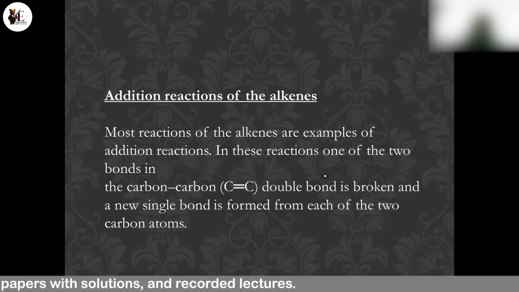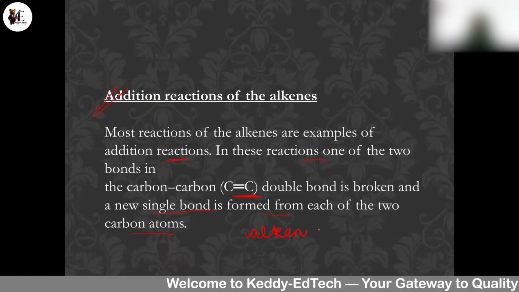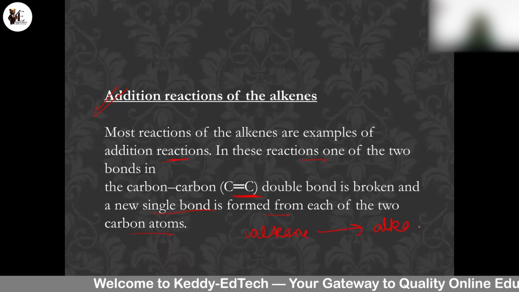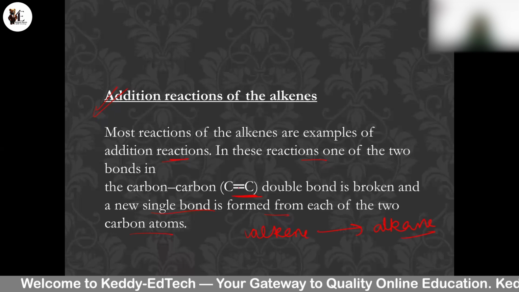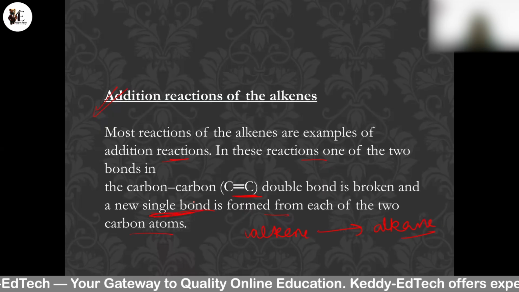Yes. So now we learn about the addition reactions of alkenes. Most reactions of alkenes are examples of addition reaction. In these reactions, one of the 2 bonds in the carbon-carbon double bond is broken and a new single bond is formed from each of the 2 carbon atoms. That means from alkene to alkane. This is your addition reaction.